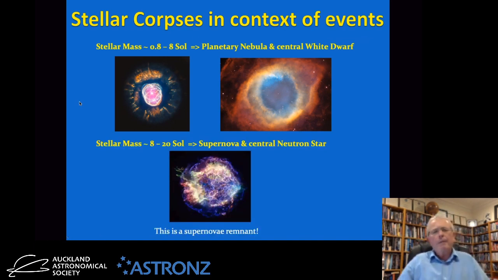So stars from 8 solar masses onwards explode into big supernovae when they end their lives. And those stars between 8 and 20 solar masses go supernova in a big explosion, like you see here. This is the remnant of one. And in the middle of it, the central core after the aftermath is a neutron star, which is a hot, dense, compact star that's just packed full of neutrons.